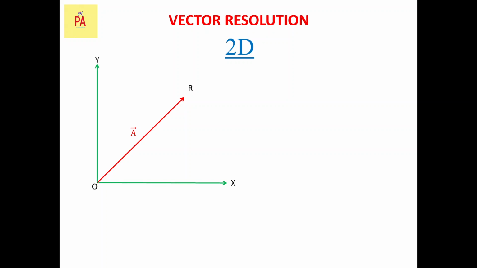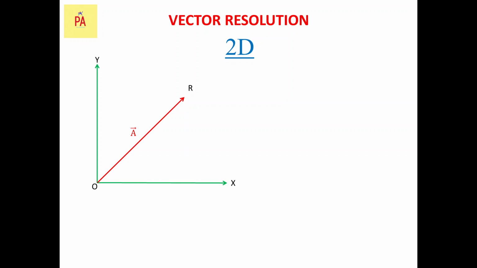Then comes vector resolution. Now how do you resolve a vector in terms of its perpendicular and horizontal components, or along the x and y axis? Let us first start with 2D. So let us take a vector now. Say this is vector A. Now the tail I have named as O, and the head I have named as R. Let us draw from O the x axis and the y axis.